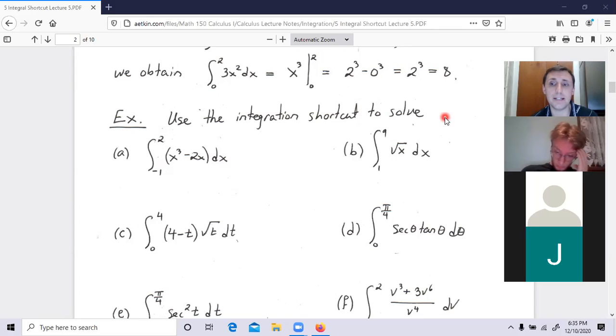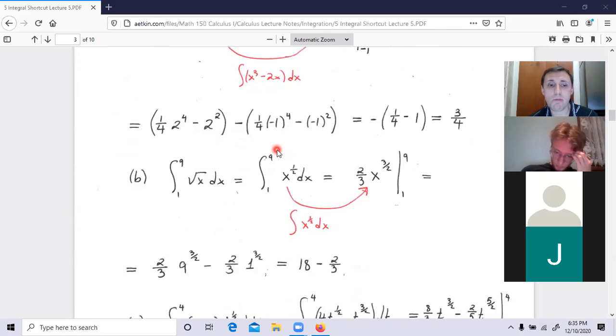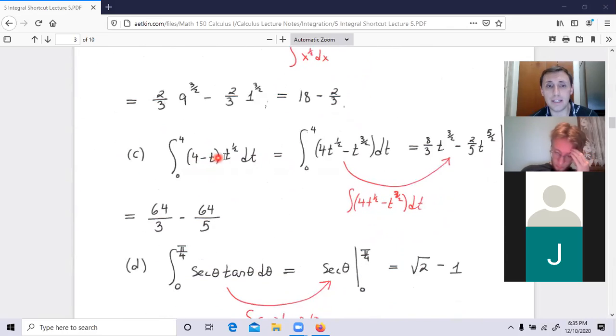And the minute has passed, what do we do? We write this as 4 minus t times t to the 1/2. We distribute the t to the 1/2, getting the integral from 0 to 4 of 4t to the 1/2 minus t to the 3/2. Okay, thank you, James. And so what do I get?